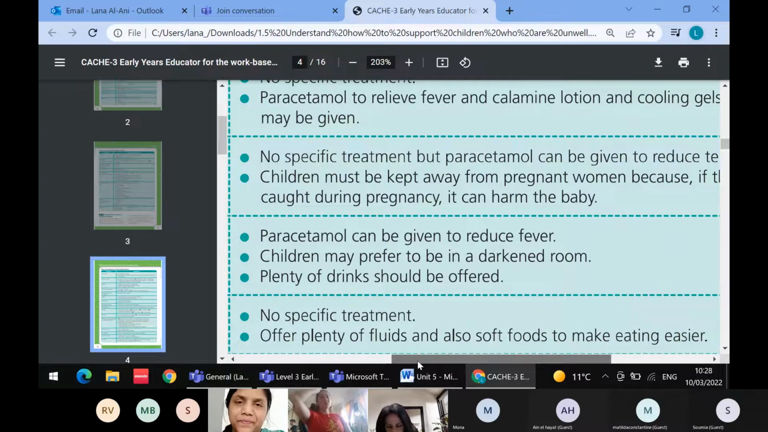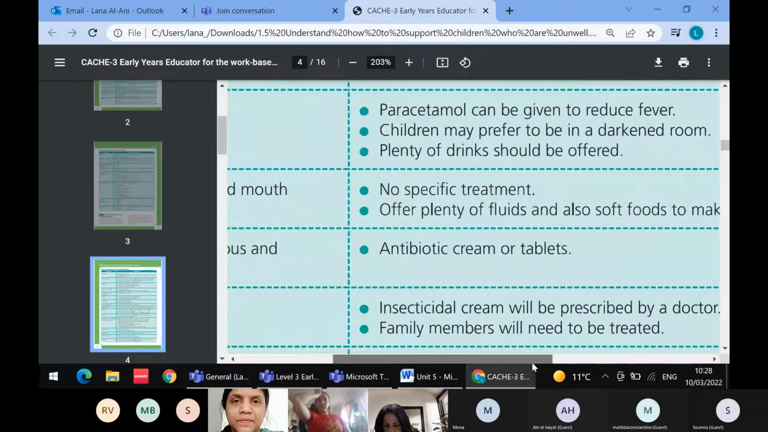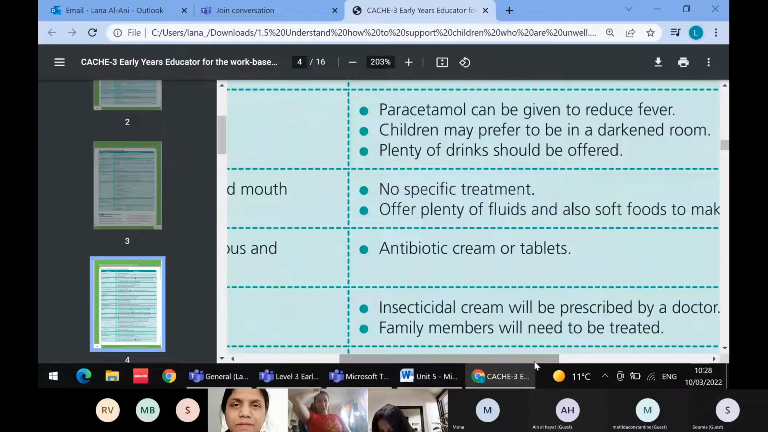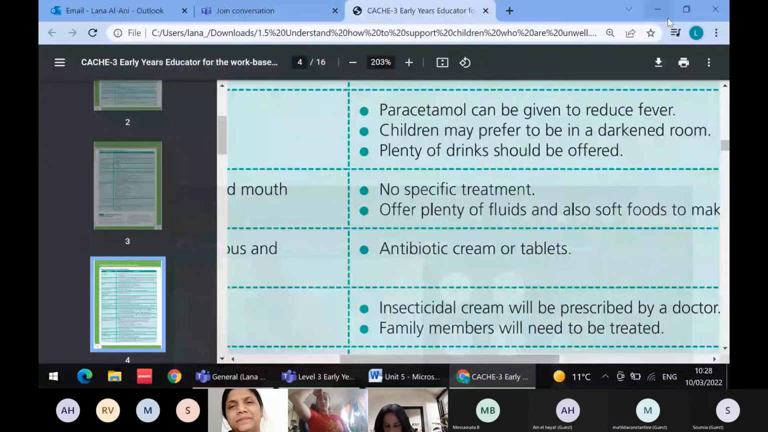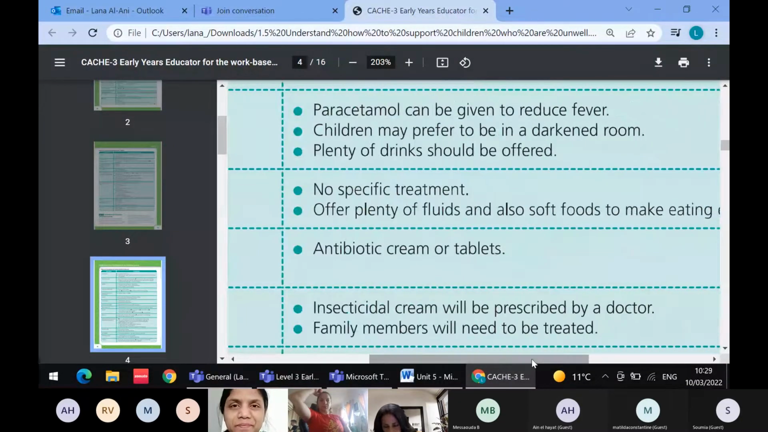Very good. How about measles? How can we treat measles? Same thing again. Anyone can participate, please? Okay, for measles, same thing. We can use paracetamol to reduce the fever, and children may be kept in a dark room. Plenty of drinks.